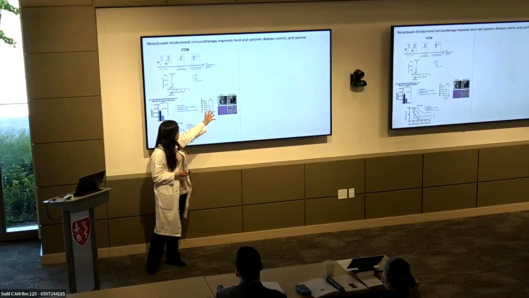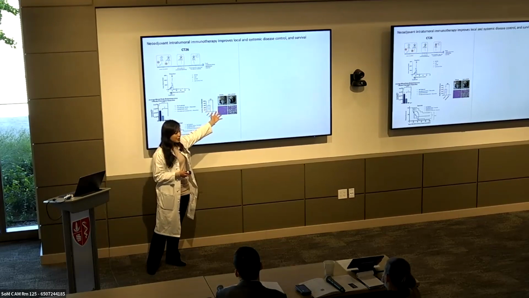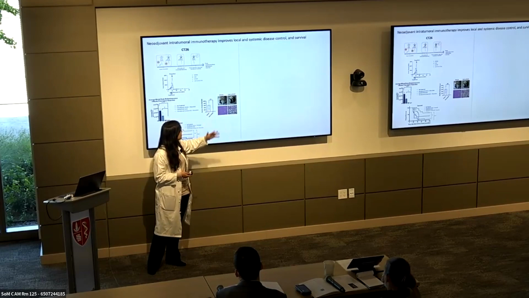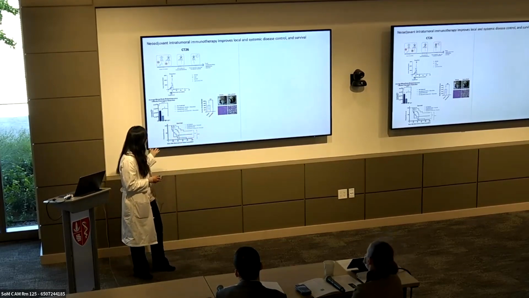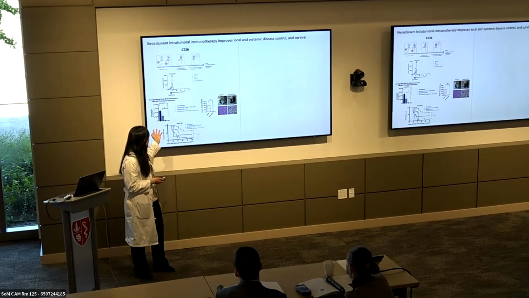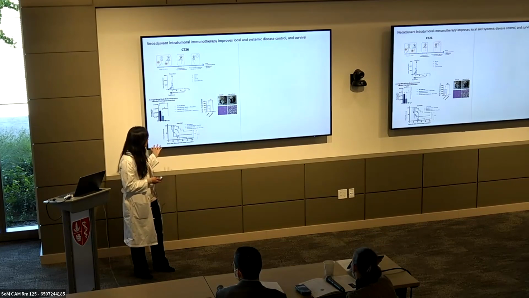More strikingly over here, you can see the lungs of mice that were treated with vehicle versus neoadjuvant immunotherapy. As you can see, the lungs on the left side are much more clear. Finally, looking at survival, unsurprisingly, with better systemic disease control, we found that mice that were treated with neoadjuvant immunotherapy followed by resection had much better overall survival.